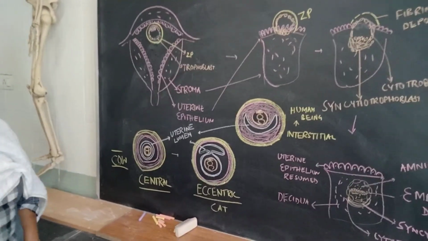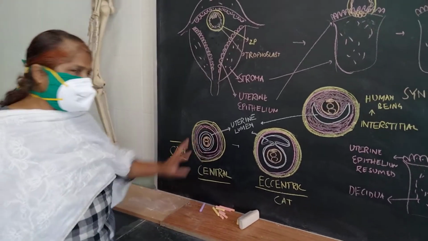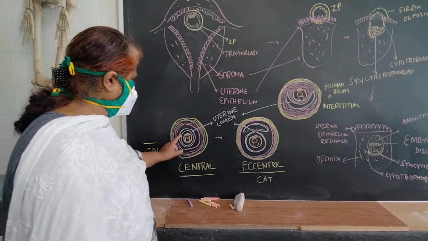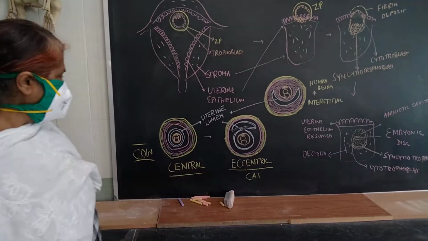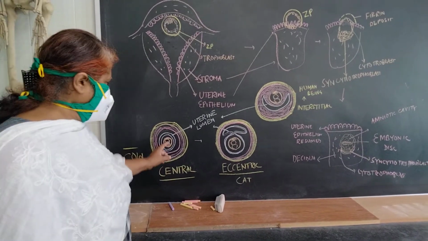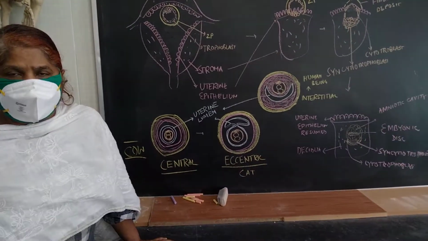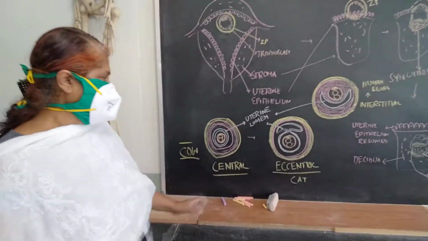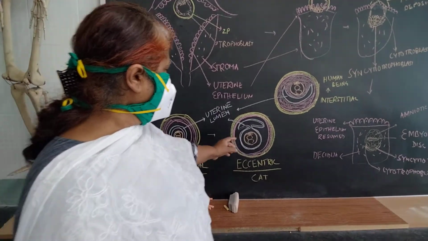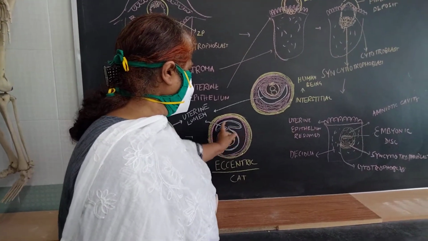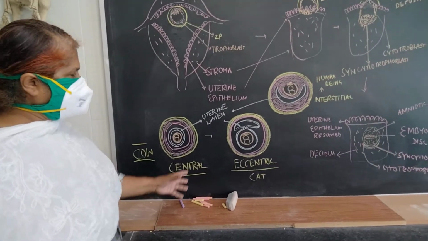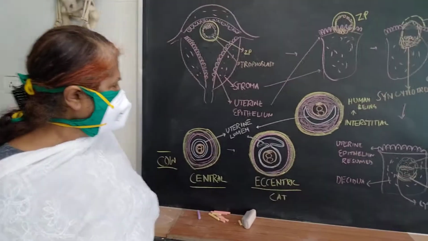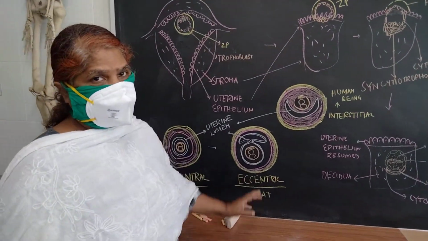Now there are different types of implantation. This is a central type of implantation. This yellow color is the myometrium, this is the endometrium, and this is the uterine cavity in cross section. If the implantation takes place within the uterine cavity, that is called the central type of implantation, which normally occurs in carnivores, for example the cow. This is an eccentric type of implantation, where the uterine cavity forms pockets and the blastocyst develops within this pocket. This is called the eccentric type of implantation, and it occurs in the case of cat and mouse.